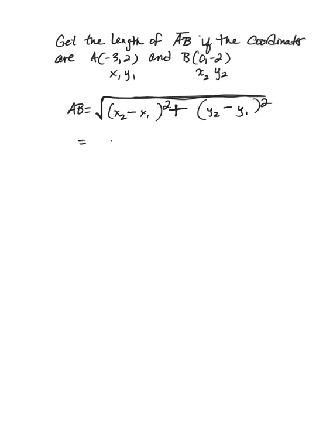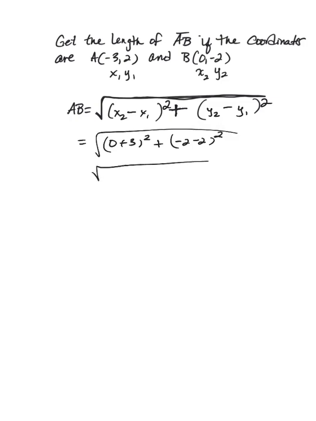So now I'm just going to sub in, so I get 0 minus -3 squared, and I get -2 minus 2 squared, all under the square root. So I get the square root of 9 plus 16, which is the square root of 25, which is just 5. And that's your answer. So it's that simple. Let's take a look at another question.